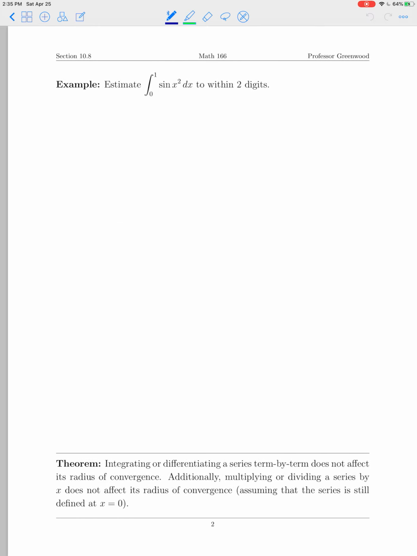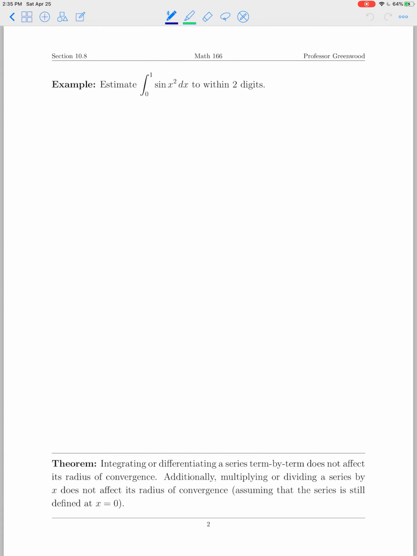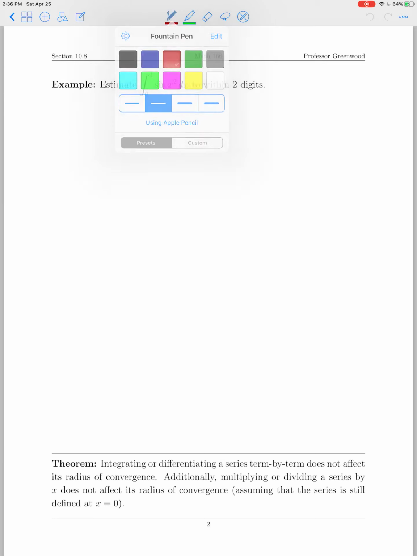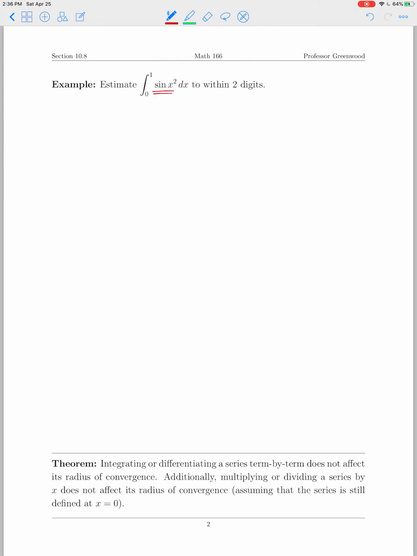All right, now let's look at one other way that we could manipulate Taylor series in order to help us. And so in this example, we're going to try and solve a specific integral to within 2 digits by using Taylor series. And so the thing to notice here is that if we had just been asked to find the antiderivative for sine of x squared, there's no easy way of doing that.